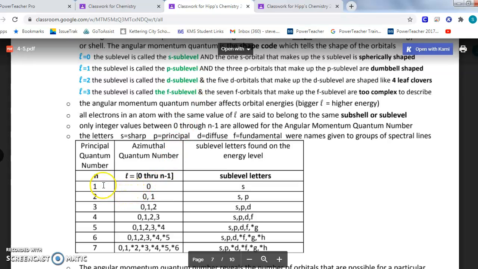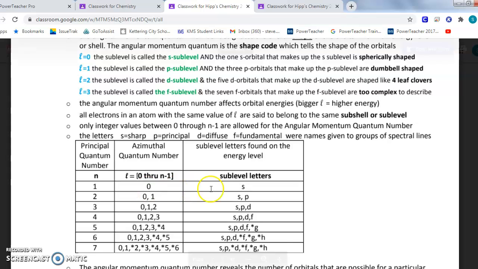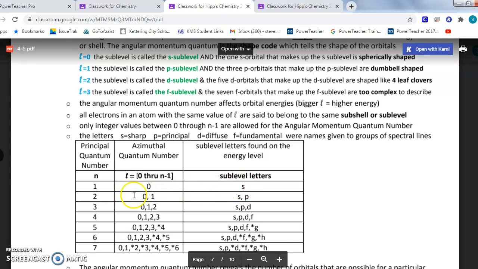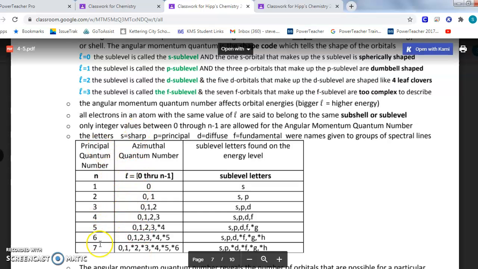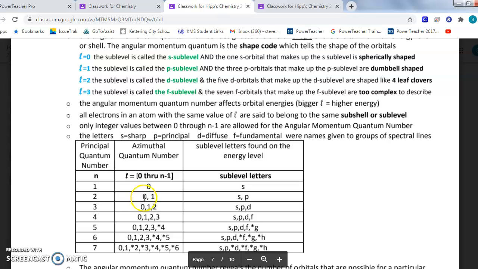If you remember, when we were on the first level, there was one sublevel. The second level had two. So the third had three, the fourth had four, the fifth had five. This is the second quantum number. Here's our first quantum number, the principal quantum number. What is the second quantum number allowed to be? It is allowed to be 0 to the first quantum number minus 1.